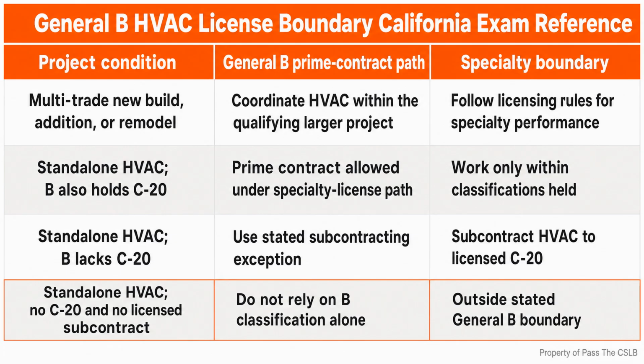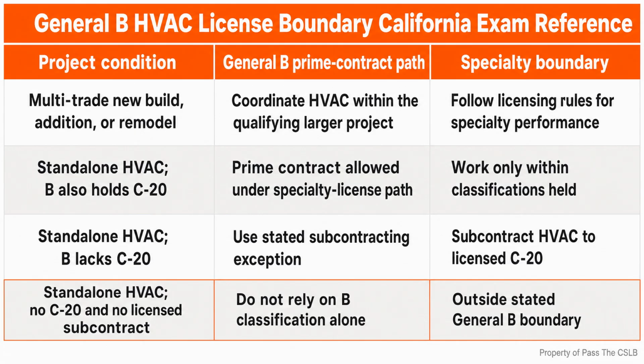California Business and Professions Code, Section 7057, defines the general building classification around projects that involve multiple, unrelated building trades or crafts. The word general does not erase specialty boundaries. For a multi-trade project such as a new home and addition or a substantial remodel, a General B contractor can coordinate the heating, ventilation, and air conditioning scope as one part of the larger project. The contractor still has to use properly licensed specialty people where the law requires them, and still has to coordinate permits, plans, inspections, and energy documentation.